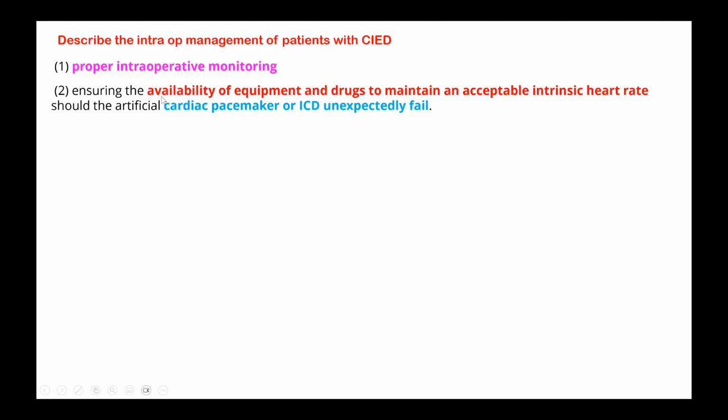And the intraoperative management of any patient with a pacemaker requires proper intraoperative monitoring. You should do all the required intraoperative monitoring routinely, and you should have availability of equipment and drugs to maintain an uninterrupted system in case there is a failure. And what are the things that you have to look for in the ECG? Any specific thing in the ECG you have to look for?